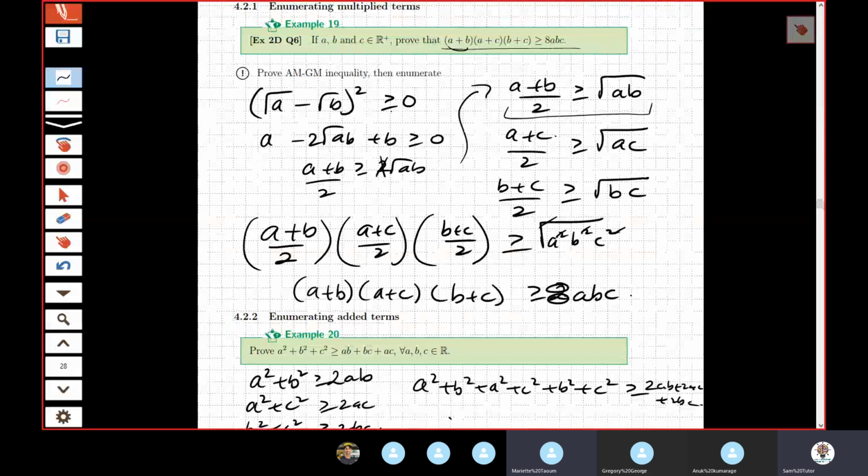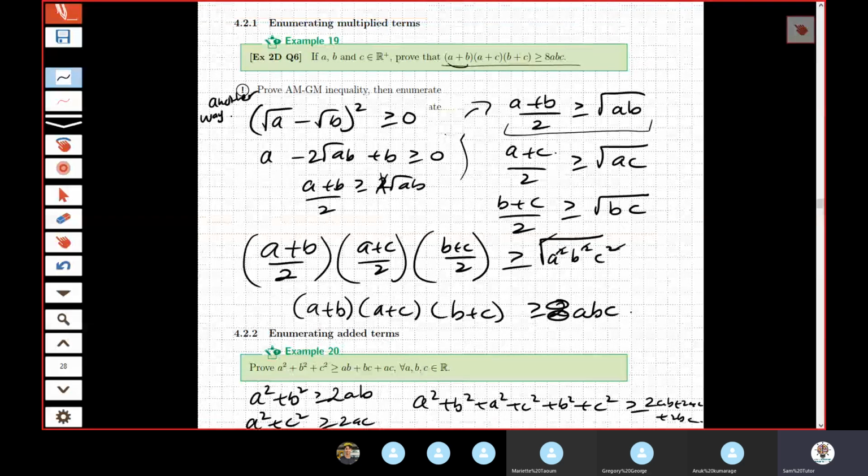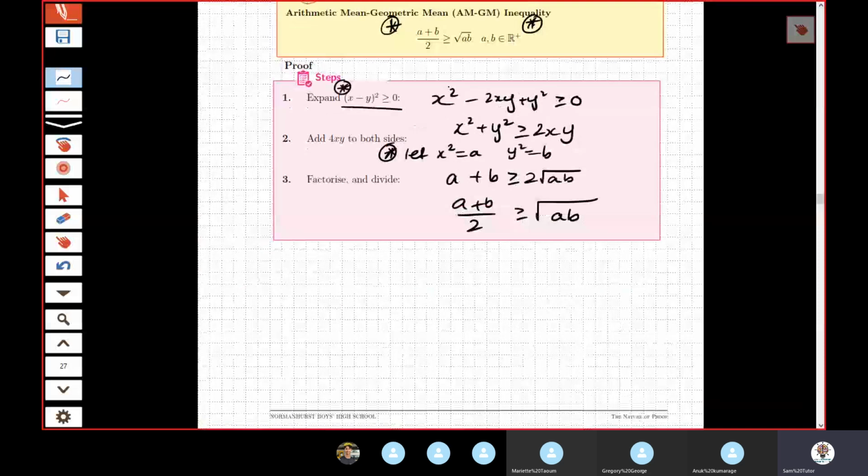The most important bit is just that squared bit. The fact that you can have two things squared, and that's going to be greater than or equal to 0. Once you've got these results, that's just another way of doing it. Otherwise, you could have done it the traditional way, starting with x's and y's, and then changing your x squared for a and y squared for b.